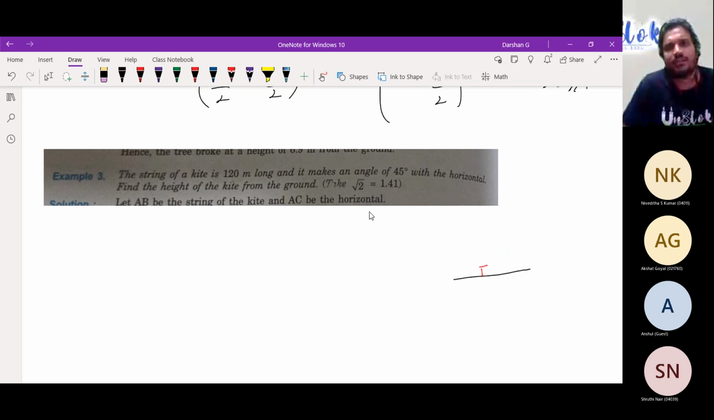So let us move ahead and solve this question. The string of a kite is 120 meters long and it makes 45 degrees with the horizontal. Find the height of the kite from the ground.